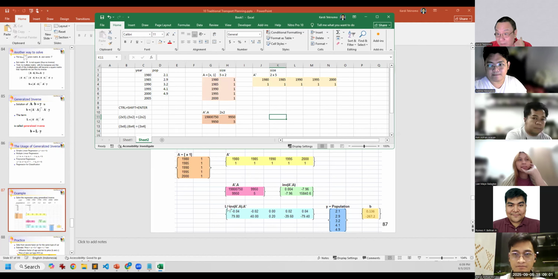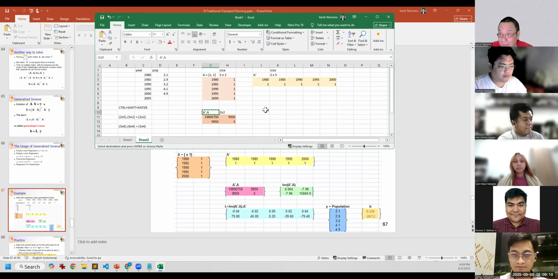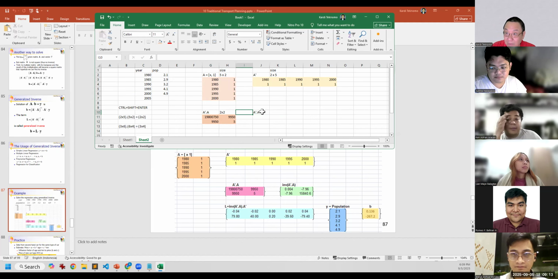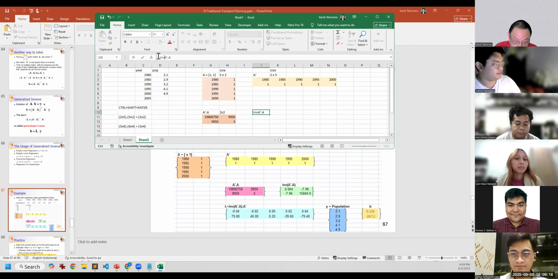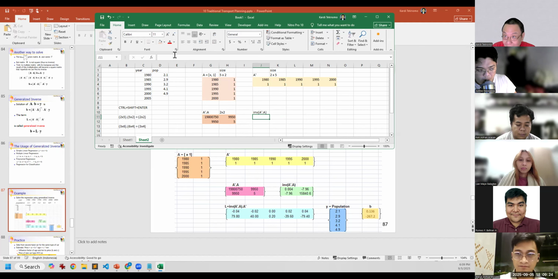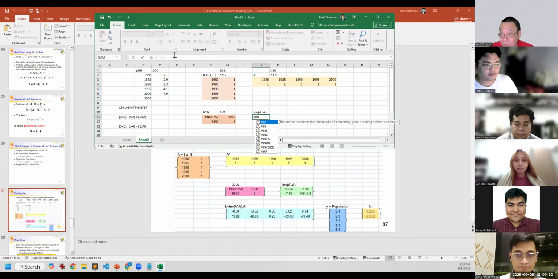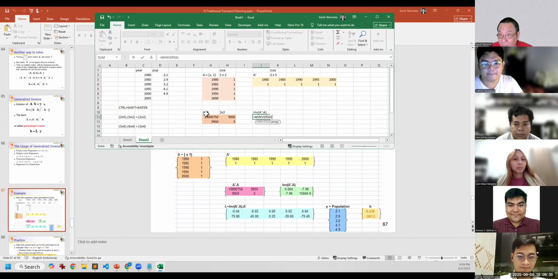Now, to get the generalized left inverse, I need to inverse this matrix, isn't it? Because this is already a square matrix, I need to get the inverse of this. How do you get the inverse? Oh, Excel already has the function. Yeah. So MINVERSE of this one, right? So I just close this.